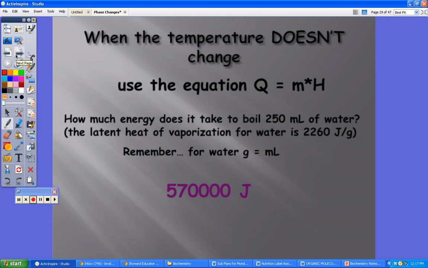Next question, how much energy does it take to boil 250 mL of water? 250 mL equals 250 grams, so that value goes in for the mass. We're looking for how much energy, so this is our question mark. And H, remember, latent heat of vaporization is 2260, so this value goes in here. Solving for that, you get 570,000 if you round it a little bit.